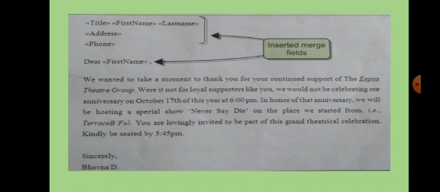Next one is the main document. The main document contains the main body of the letter, that is the main content, the main information which has to be sent to the different recipients. The information in the document remains the same for all the recipients.